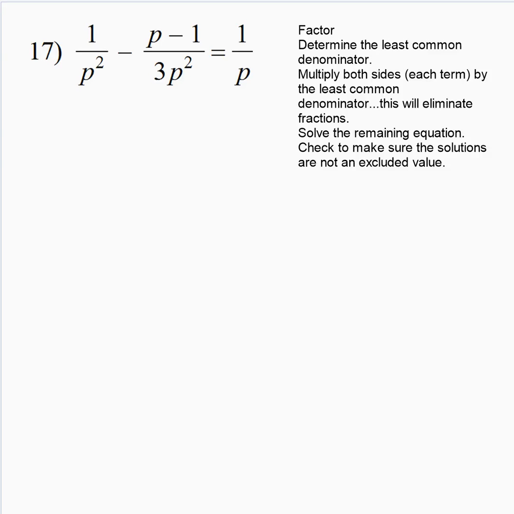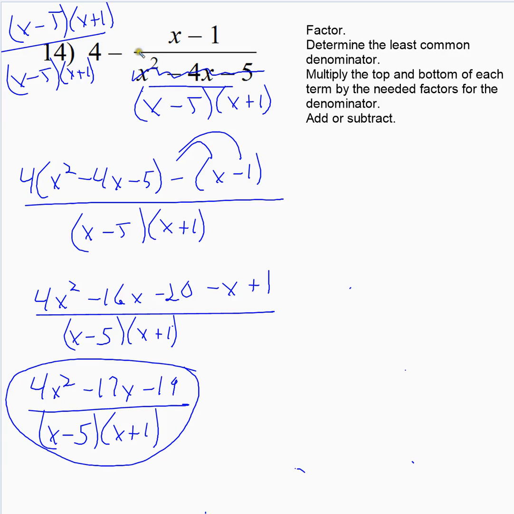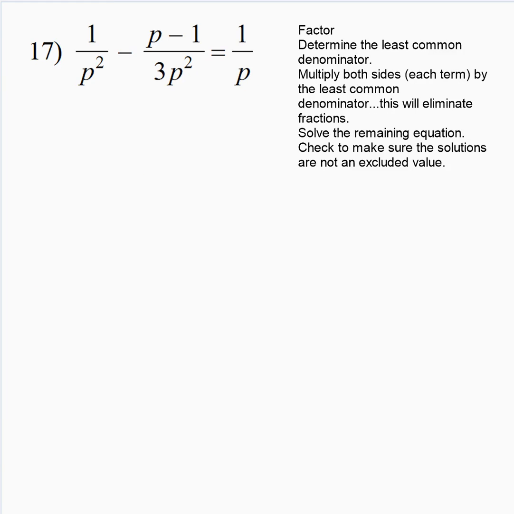All right, moving onward to the equations here. When we have equations, we're going to factor the denominator, find the least common denominator, and then we're going to multiply both sides, or each term, by the least common denominator. When we were adding or subtracting fractions, we didn't necessarily multiply both sides by the least common denominator. We just got a common denominator. So here we're going to end up multiplying both sides by the least common denominator.